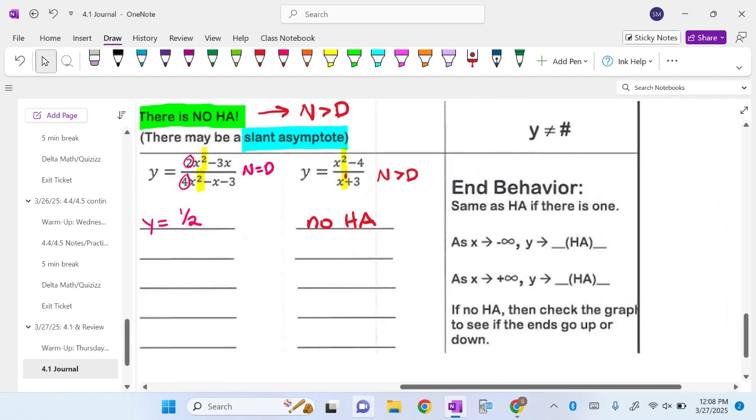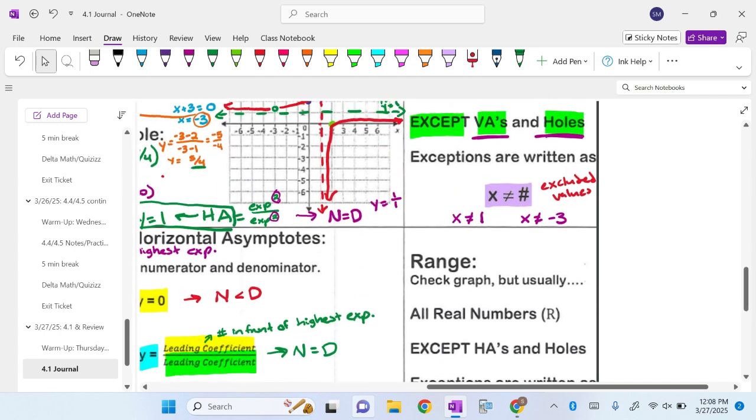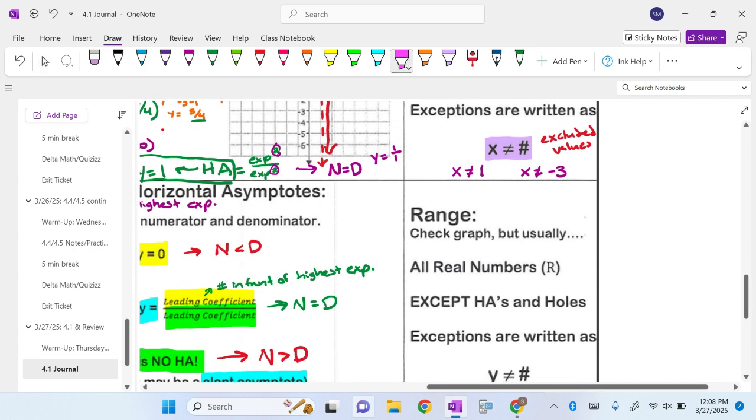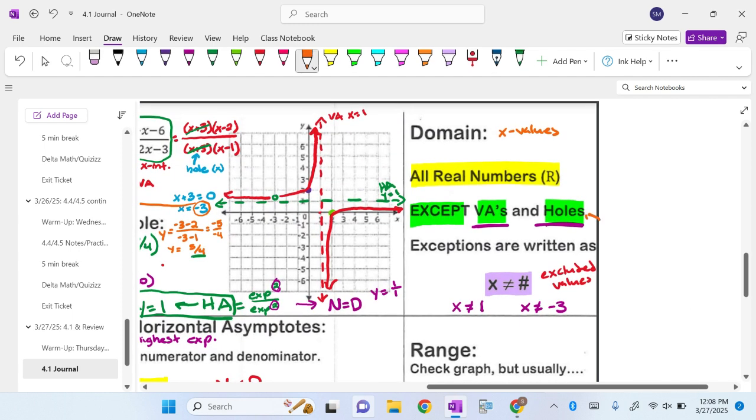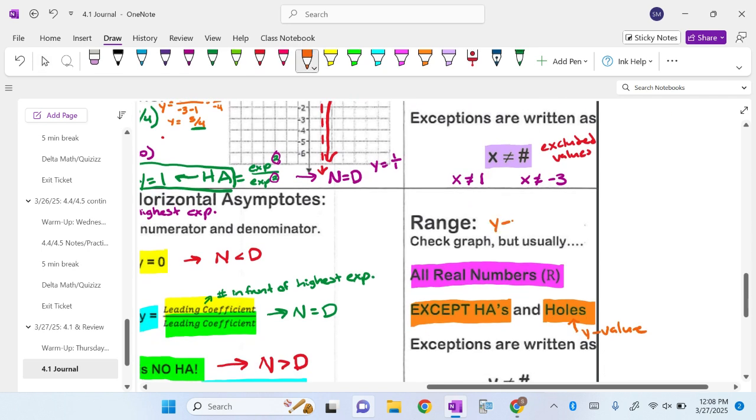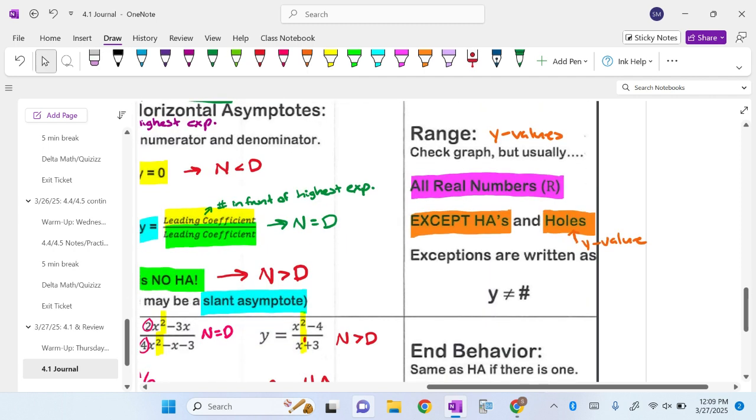All right. So next we have range. So we can check the graph, but usually it's all real numbers except the horizontal asymptote and the y value of our hole. So horizontal asymptote and the y value of your hole. So up here, it's the x value of your hole. Down here, it's your y value because range, we're looking for y values. And it's written as y cannot equal some number.